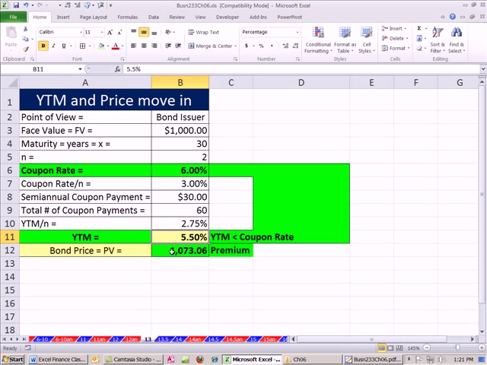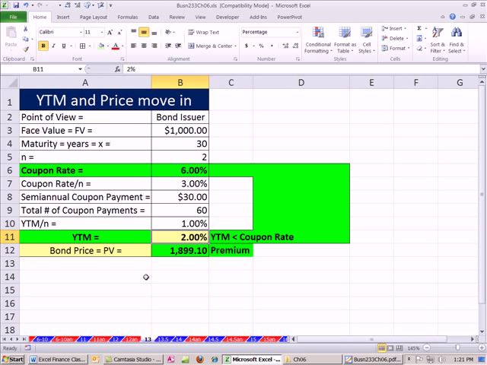Now let's look at the relationship. 5.5 down to 5. All right, price is going up, right? We go to 4. The rate is going down. The price is going up. We go down to 3. Wow, price is going way up. So they are inversely related.